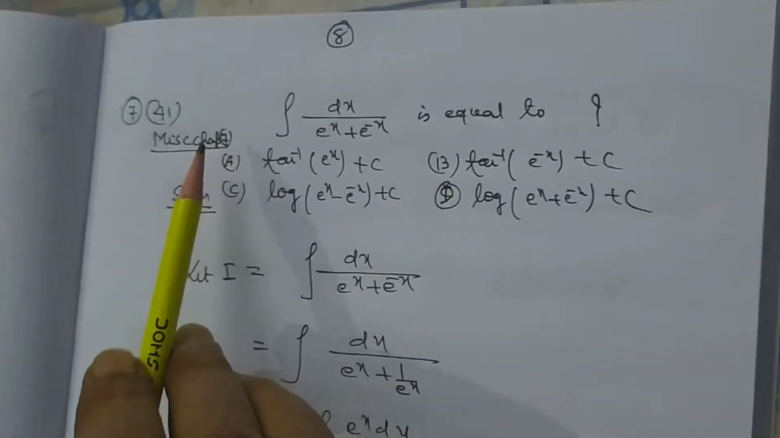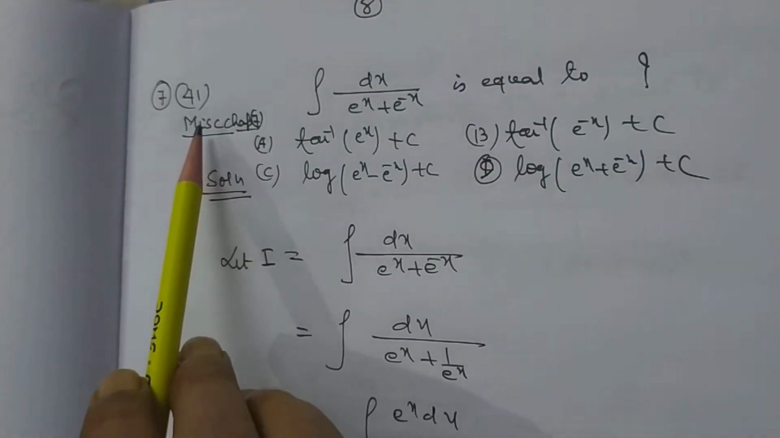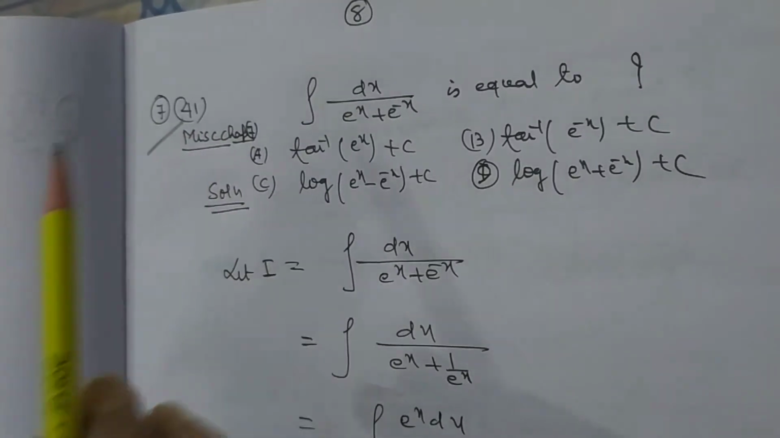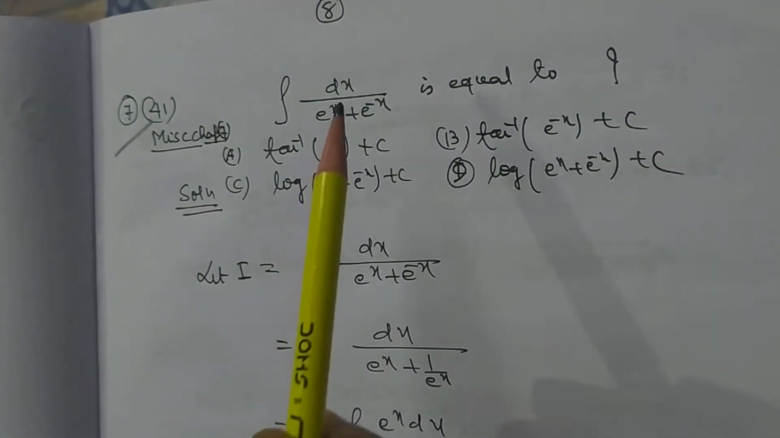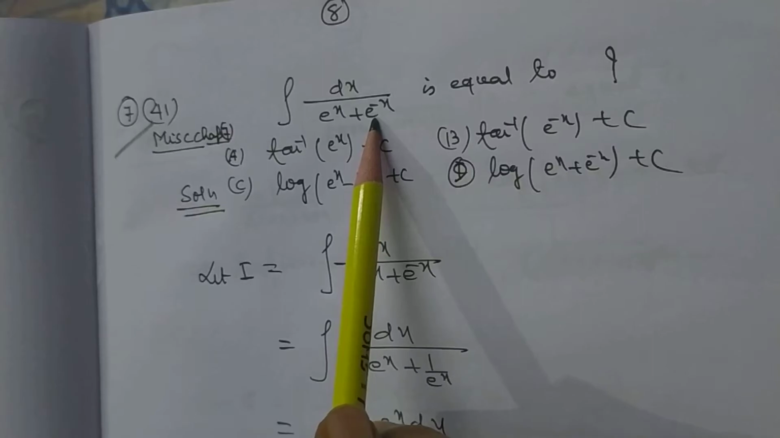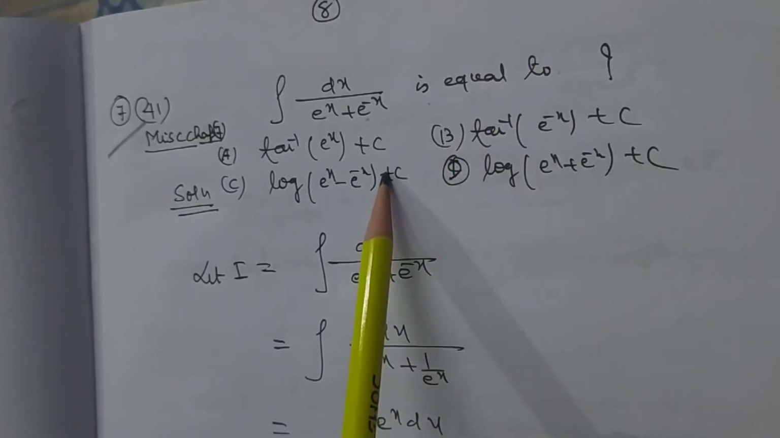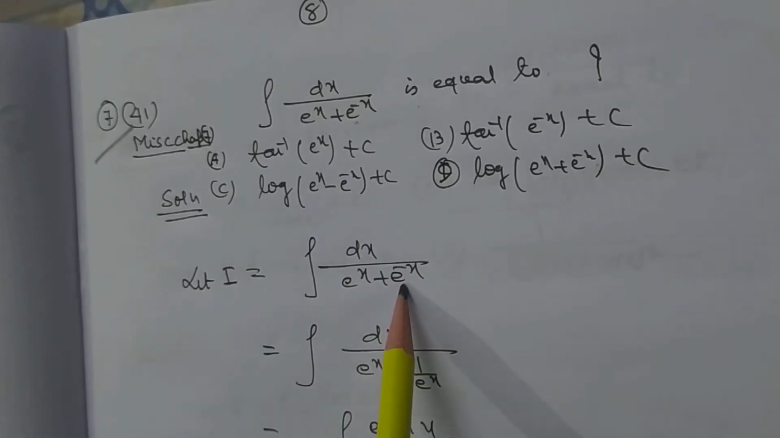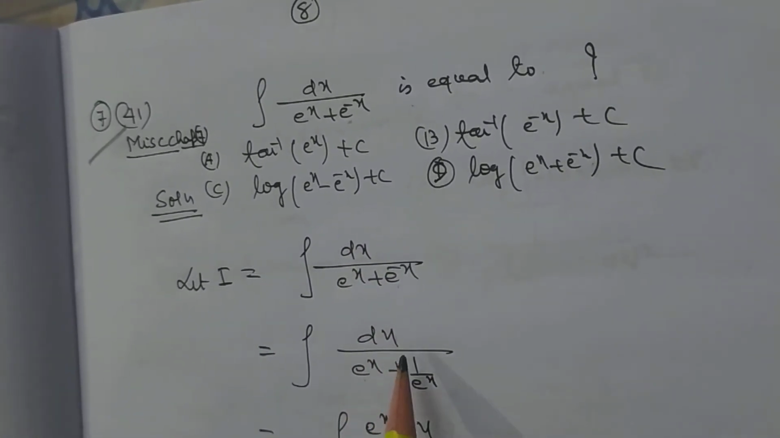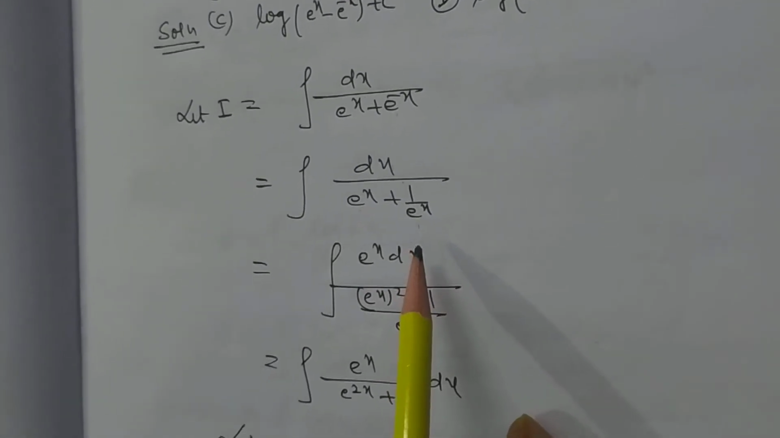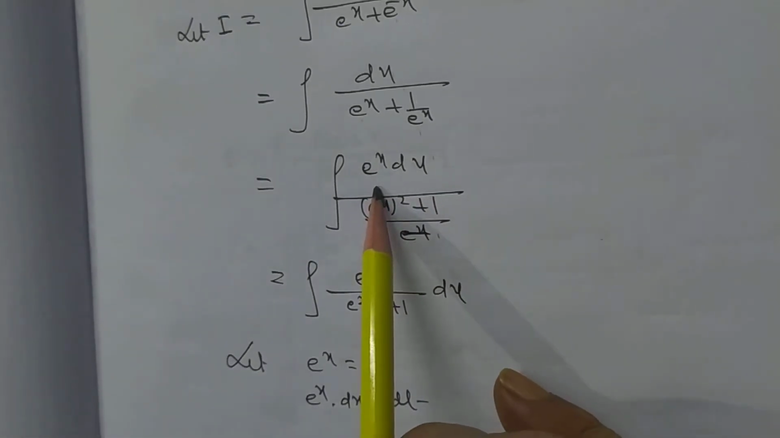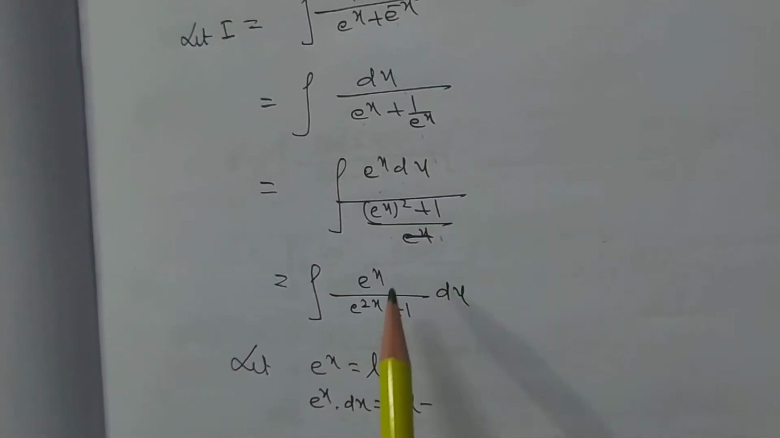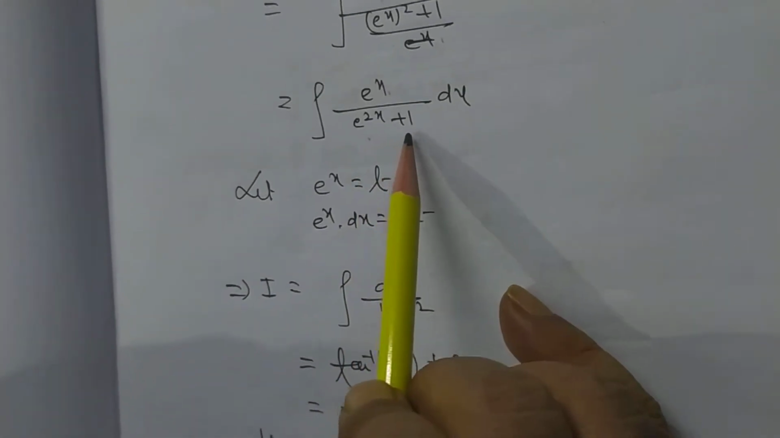Now my dear student, I want to discuss problem number 41 of miscellaneous exercise on chapter 7 and problem number 7 of this study material. The integral of dx by (e to the power x plus e to the power minus x) is equal to, there are 4 options. This problem is very easy. You make it positive, meaning dx by (e to the power x plus 1 by e to the power x), and after simplifying it will be e to the power x dx by (e to the power x) square plus 1. It is e to the power x over e to the power 2x plus 1.